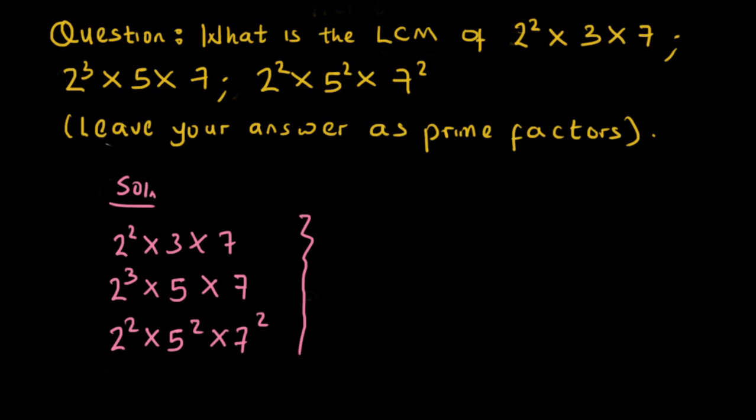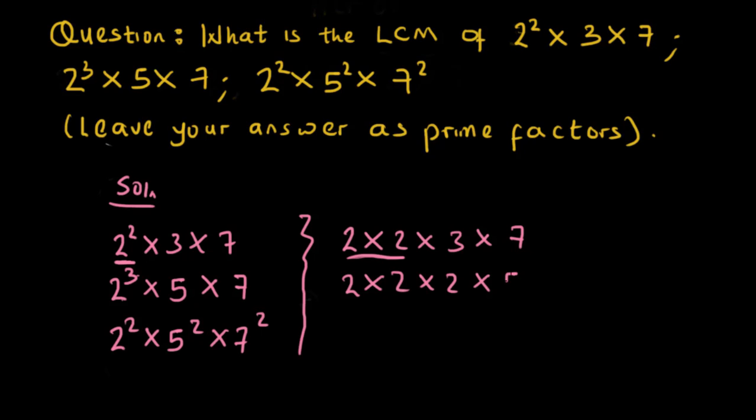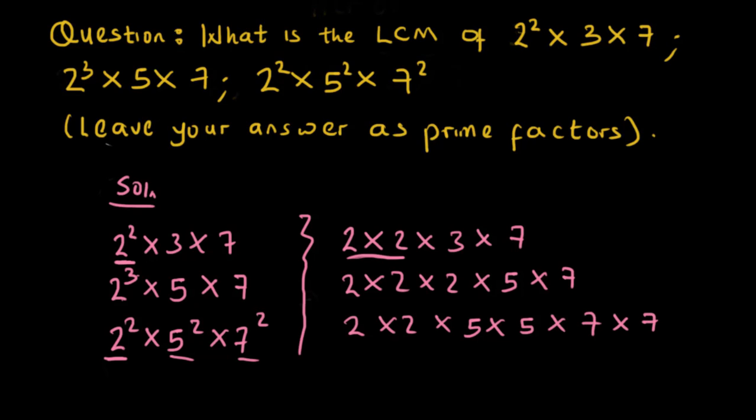So we have 2 2s here, so we have 2 times 2 times 3 times 7. Because we have 2 2s, I expanded it out. Here we have 3 2s, so we have 2 times 2 times 2 times 5 times 7. Here I have 2 2s, so I have 2 times 2, I have 2 5s, so I have 5 times 5, and I have 2 7s, so I have 7 times 7. Do you understand? Alright, so let's try to find the LCM.